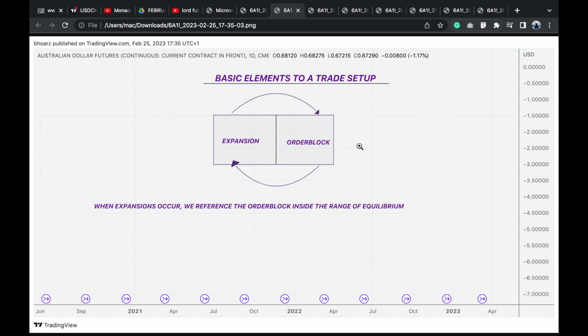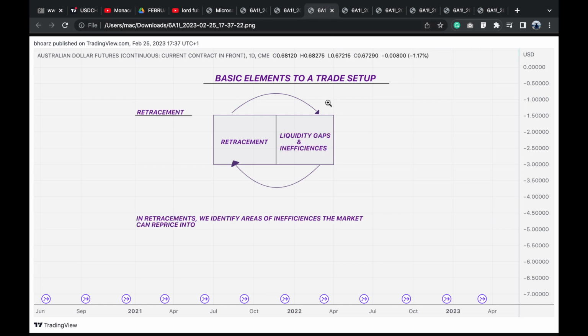The order block that the market makers leave at or near the equilibrium of a trade range, that is what is salient to us as institutional traders. Now we're going to go into the next market delivery profile, which is retracement. And unlike expansion, with retracements, we're more primarily concerned with liquidity gaps and inefficiencies.